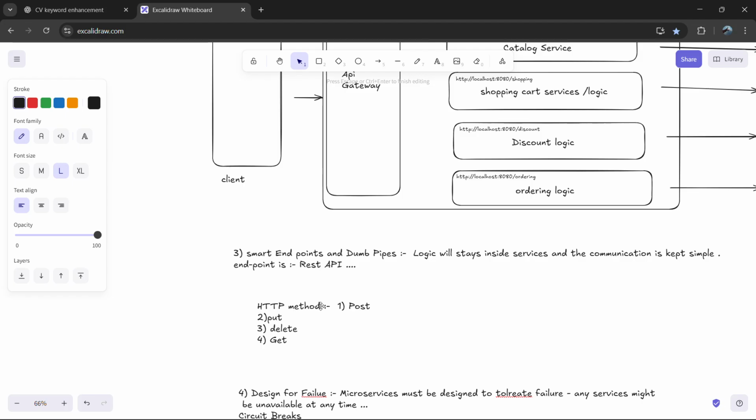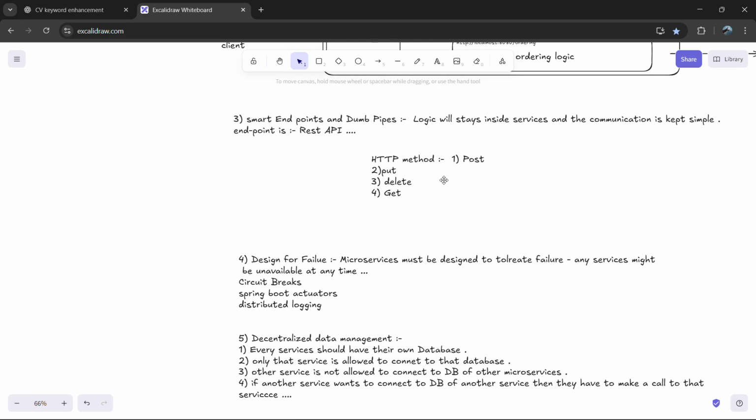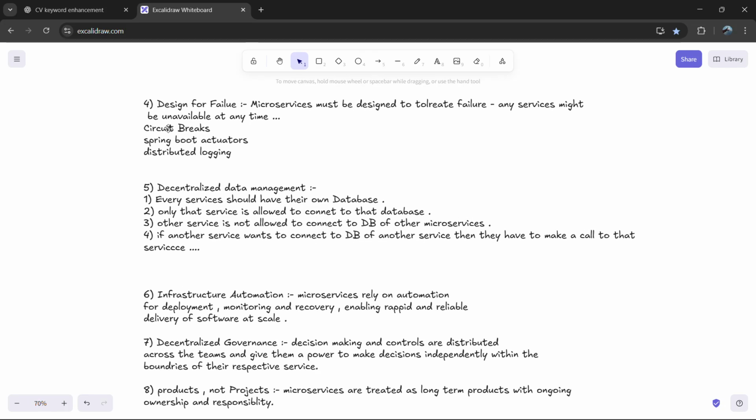In the next section, we will cover methods: post, delete, put, and get. Fourth, design for failure. Microservices must be designed to tolerate failure. Any service might be unavailable at any time. So you have to use tools like circuit breaker, Spring Boot actuators, and distributed logging. This helps protect the system from failure.